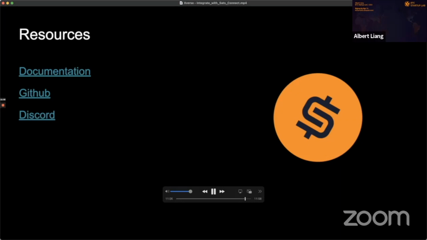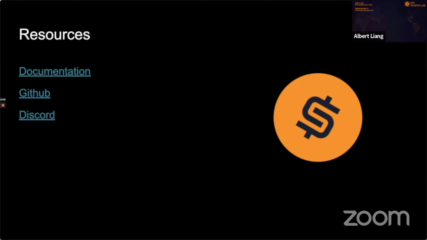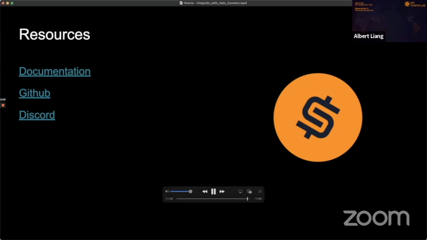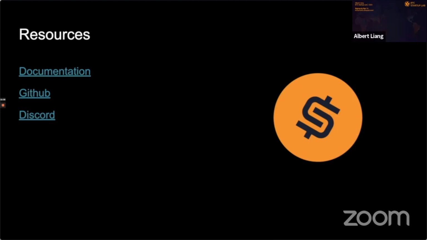Like I said before, the best place to read about Sats Connect will be the documentation. Also, Sats Connect is open source, so you can visit the GitHub repo. Both of the links are here in the resources. And also you can visit the Xverse Discord, where we have a dedicated channel about Sats Connect, where you will interact with the Xverse team, other people that use Sats Connect and other builders as well.